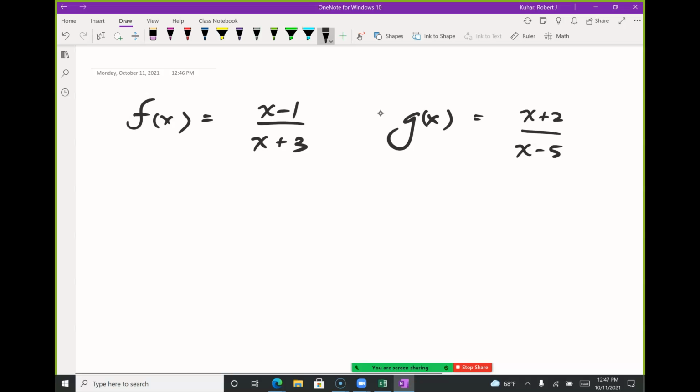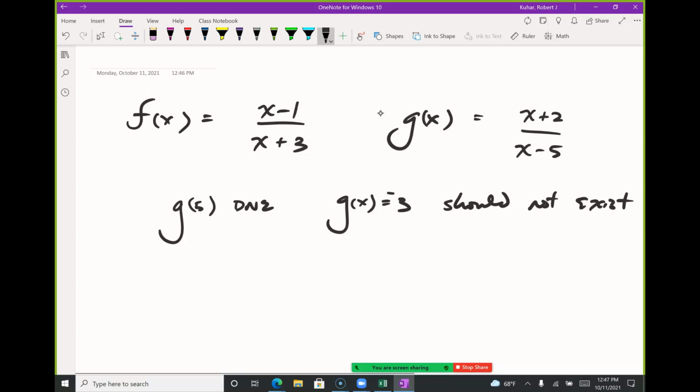I can't have the input of g be 5 or the output of g be -3, right? So g of 5 does not exist, and g of x equal to -3 should not exist. Because again, I'm talking about h of x is f composed of g of x. Is that making sense? Because you can see g is inside. So if I got a value of g that gave me a -3 and then I plug that into f, I'm in trouble, right?